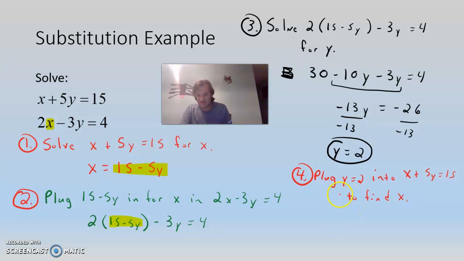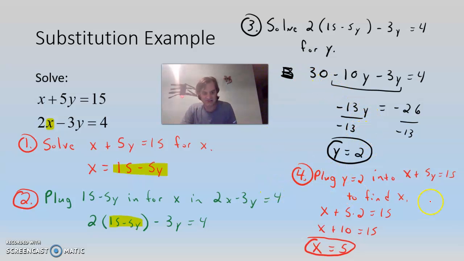I'm running out of room here, so let's see if we can do it creatively. If I plug in y being 2, I'll have x plus 5 times 2 equals 15. So that's x plus 10 equals 15. I'll subtract the 10 from both sides, so I'll have x equals 5. So in the end, I got a solution of x being 5 and y being 2.